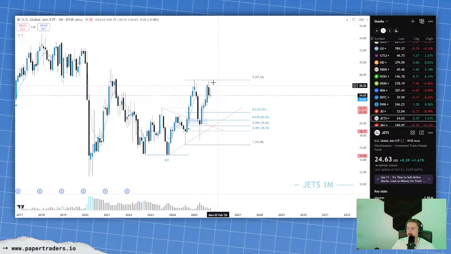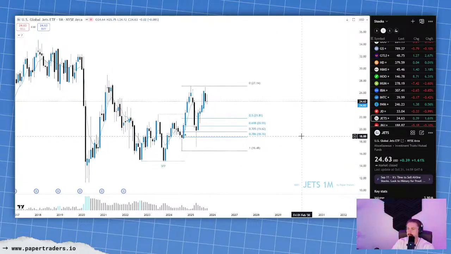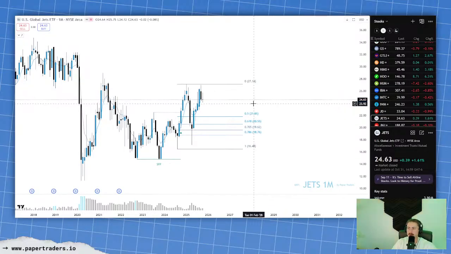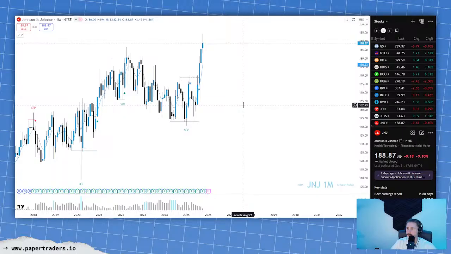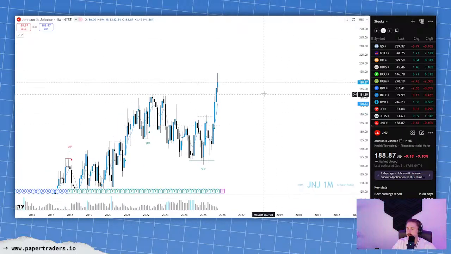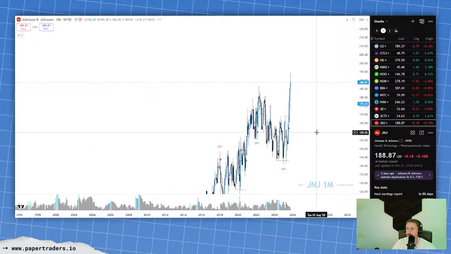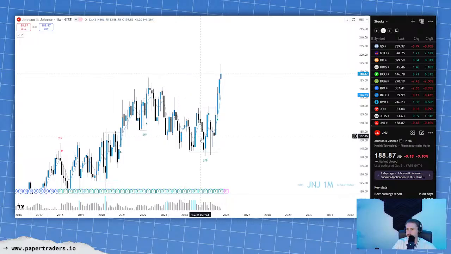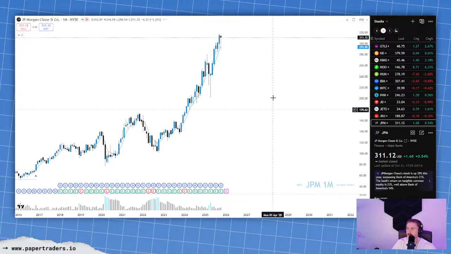Jets. I would say OTE on Jets would be good. Johnson. Close above that, but barely. It's just this price action is just, you know.